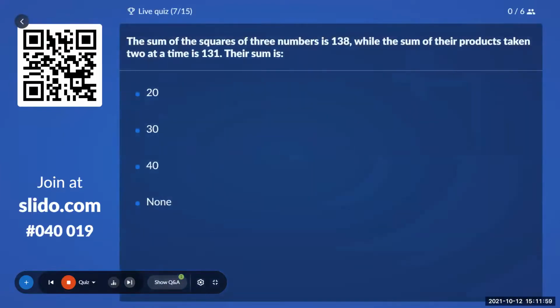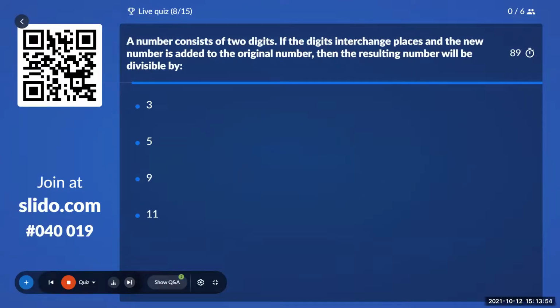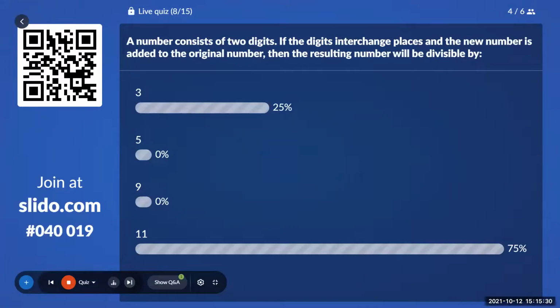Moving on to the 7th question. The sum of squares of 3 numbers is 138, while the sum of their products taken two at a time is 131. Then what is the sum? You need to find that. A number consists of 2 digits. If the digits interchange places and the new number is added to the original number, then the resulting number will be divisible by what? One of you has answered 3 and 3 of you have answered 11. Let's see who is correct. The answer is 11.